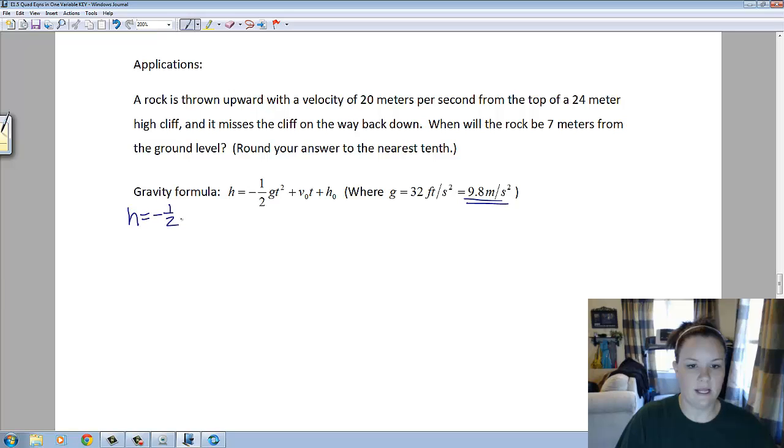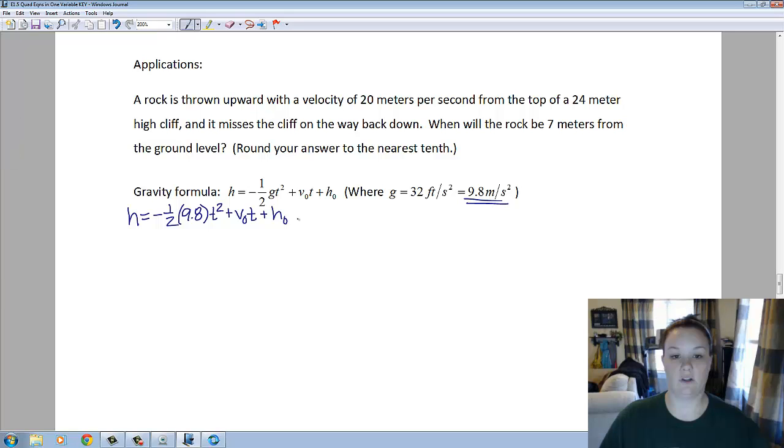So we need to fill in these. v naught is our velocity, h naught is our beginning height. Let's see if we can find those things in our problem. It says a rock is thrown upward with a velocity of 20 meters. Here we see the word velocity. That tells us that our v naught is 20. From the top of a 24-meter high cliff. So that's where we're throwing it from. That means that is our initial height, or our h naught. So h naught is equal to 24. It misses the cliff on the way back down. When will the rock be 7 meters from ground level?